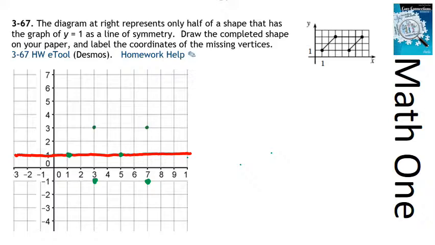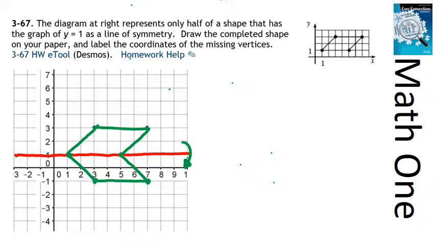So if I was to graph or draw the completed shape, I think it would be looking like this, right? This, and then it would connect these two, and then it would connect those two, and these two, and these two. And again, what's happening is we're taking this thing and we're reflecting across that red line, y equals 1.